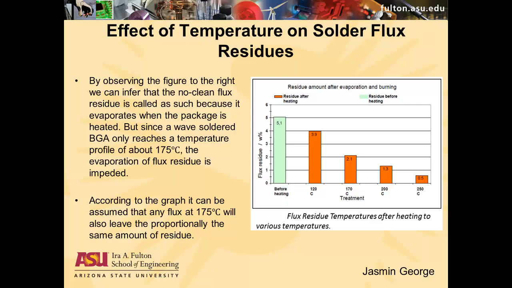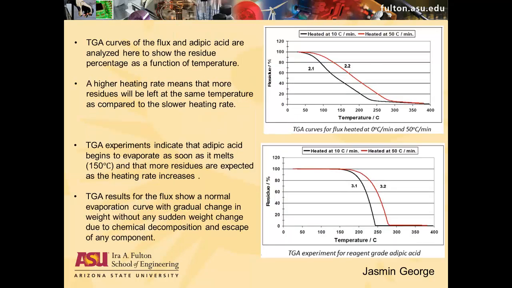The traditional BGA package operates at 170 degrees Celsius, and there is still 2 weight percent residue left. Less than 1 weight percent residue can only be found at 250 degrees Celsius. Therefore, it is not possible to remove all residue. Since the previous slide does not show the effect of temperature on composition, thermogravimetric analysis was conducted at 10 and 50 degrees Celsius for flux residue and reagent-grade adipic acid for comparison. As you can see, the adipic acid evaporates at a much faster rate than the flux.